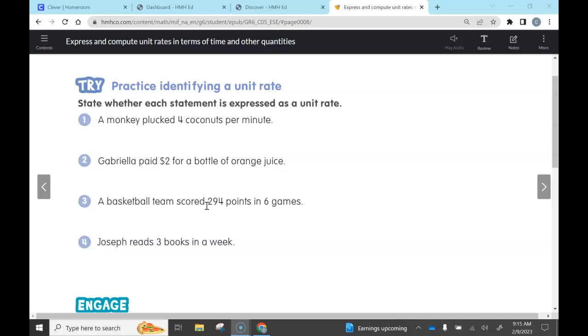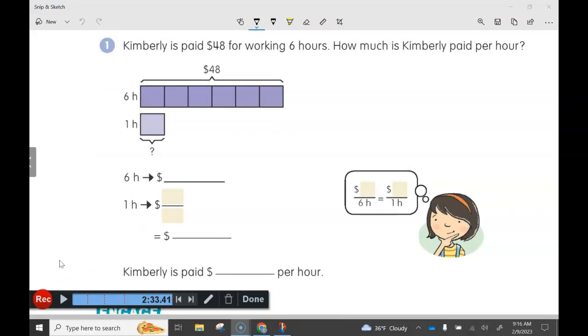Just remember, a unit rate is a ratio that compares a quantity, so for example, 4 coconuts, to 1 unit of a different quantity. So a quantity, 4 coconuts, to 1 unit. Remember, it has to be 1 unit of a different quantity in order to make it a unit rate. So now let's look over to page 293. And we're going to practice expressing and computing unit rates in terms of time and other quantities.